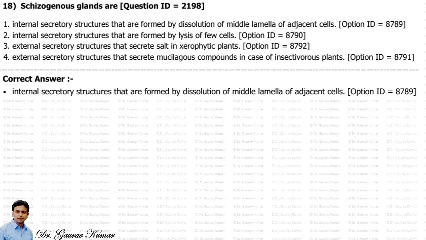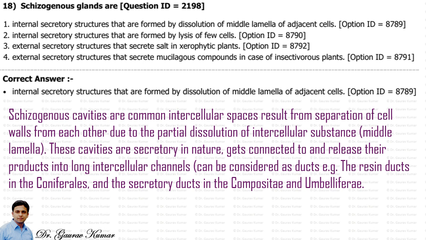Schizogenous glands are. So schizogenous cavities are common intercellular spaces that result from separation of cell walls from each other due to the partial dissolution of intercellular substances, that is the middle lamella. These cavities are secretory in nature. They get connected to and release their products into long intercellular channels which can be considered as ducts. For example, the resin ducts in Coniferales and the secretory ducts in the Compositae and Umbelliferae. So the answer, that schizogenous glands are internal secretory structures that are formed by dissolution of middle lamella of adjacent cells, is correct.